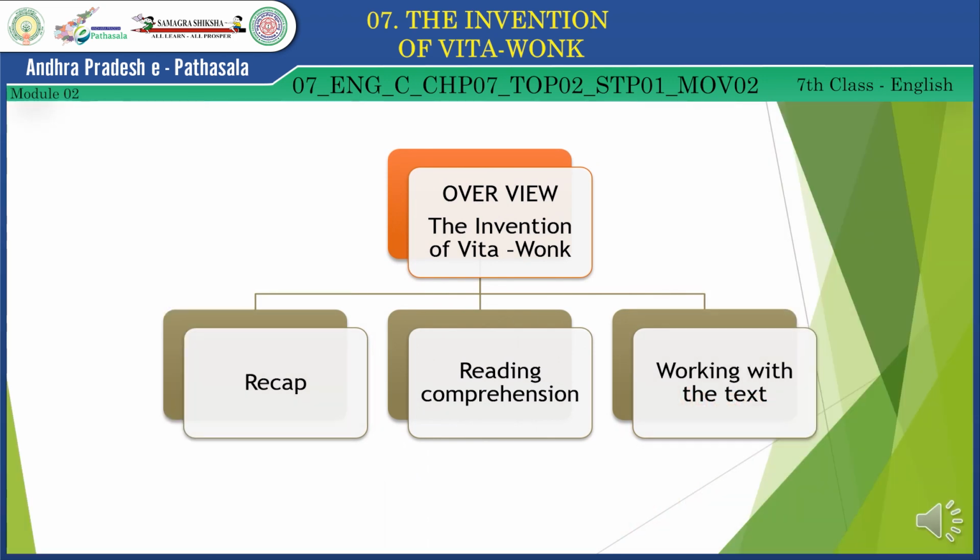Here, in this lesson, we have three main parts. They are recap, reading comprehension, the invention of Vita-Wonk, working with the text. Before going into the lesson, let us see what are the learning objectives that you will achieve after the ending of the lesson.